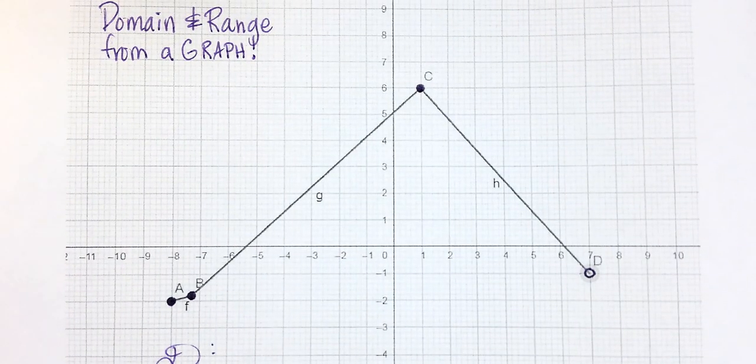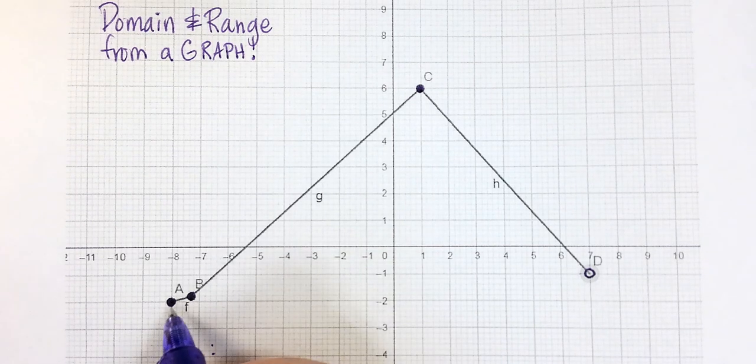We want to determine the domain and range from a graph. The domain is the set of all x values, and the range is the set of all y values. It may be helpful to actually name some of these points. So let's first go through and name these points.